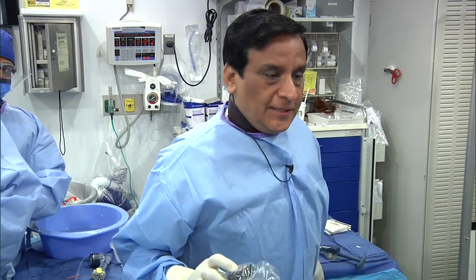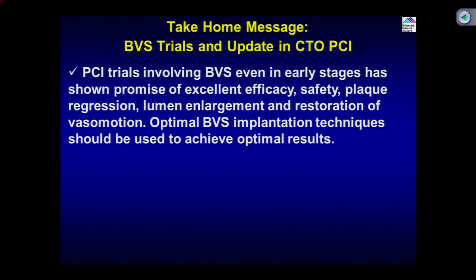Let's get to the slides so that we complete in time. We started a few minutes late, and we are finishing within the 60 minute time window. Therefore, just take home messages. The PCI trials involving BVS, even in early stages, have shown promise of excellent efficacy, safety, plaque regression, lumen enlargement, and restoration of vasomotion. Optimal BVS implantation techniques should be used to achieve optimal results. That's the key, in my opinion.